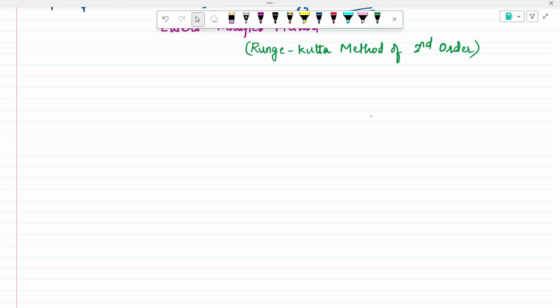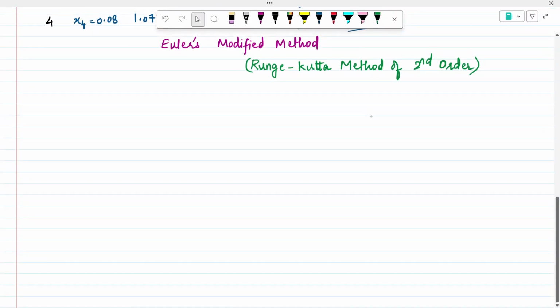कोई भी एक नाम एग्जाम में लिख के आता है. When I say this is second order, आपके पास fourth order का भी एक method है. So you don't need to get confused. Okay, you should know the difference in the name. One is Euler's modified method, also known as Runge-Kutta method of second order, and the second is the Runge-Kutta method of fourth order itself alone.